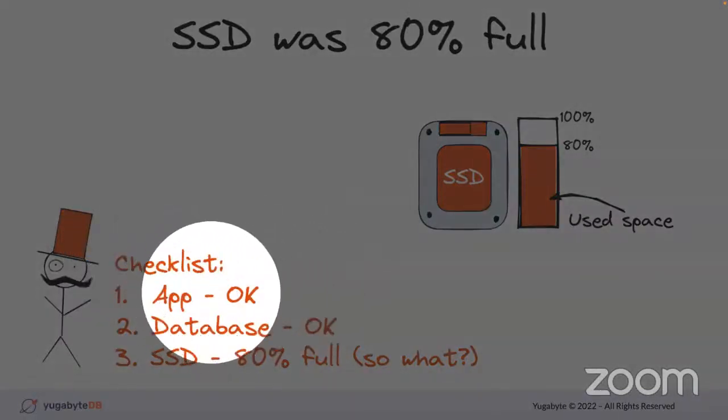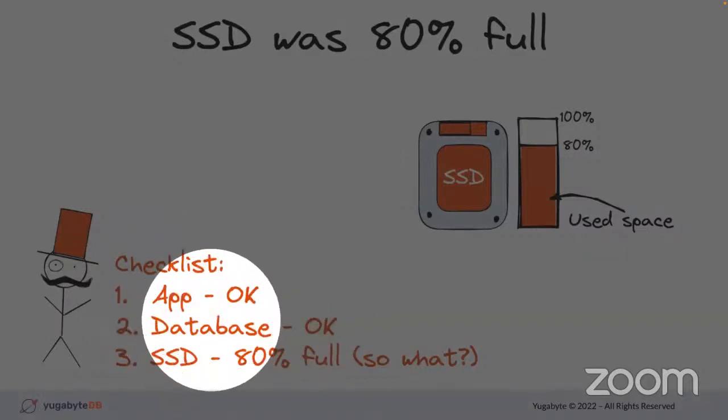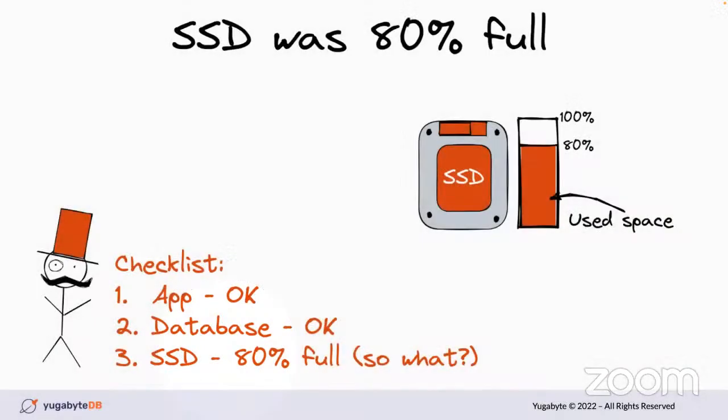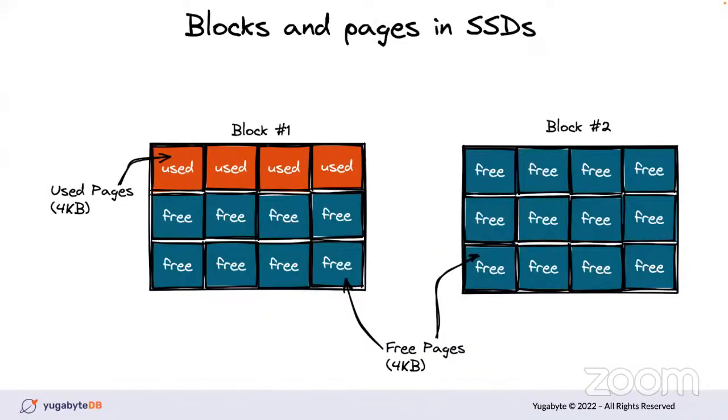No complaints about the app or the JVM. The databases were running all right. It doesn't matter whether it was Postgres or YugabyteDB for his pizza company, but there is only one hint: the SSD was 80% full, and he started looking into their SSDs. So before we talk about the SSD garbage collection process, a little bit of intro.